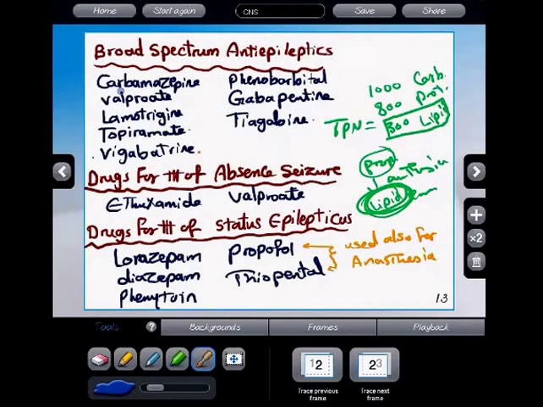If we look, we will find the broad spectrum antiepileptics like carbamazepine, valproate, lamotrigine, topiramate, vigabatrin, phenobarbital, gabapentin, and tiagabine. About the drugs for treatment of absence seizures, the calcium channel blockers ethosuximide and valproate can be used. And for the treatment of status epilepticus, we give lorazepam, diazepam, phenytoin, propofol, thiopental. All of these can be used for status epilepticus. Propofol and thiopental can both be used for anesthesia.